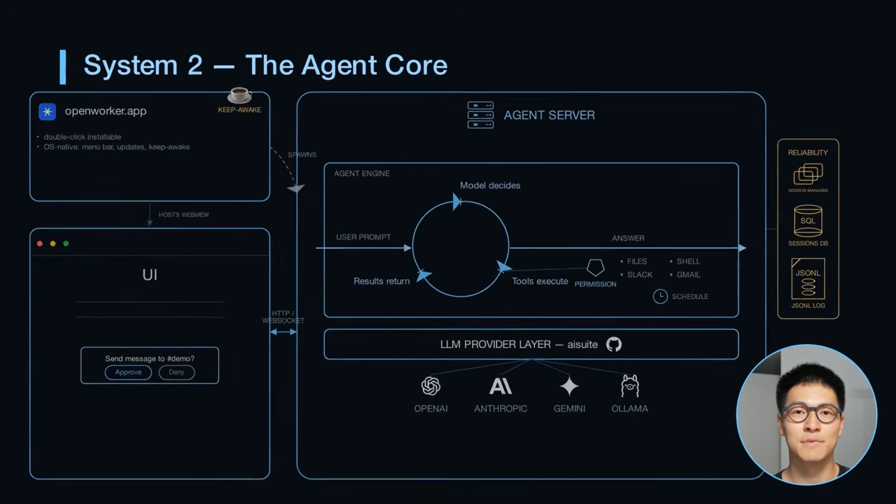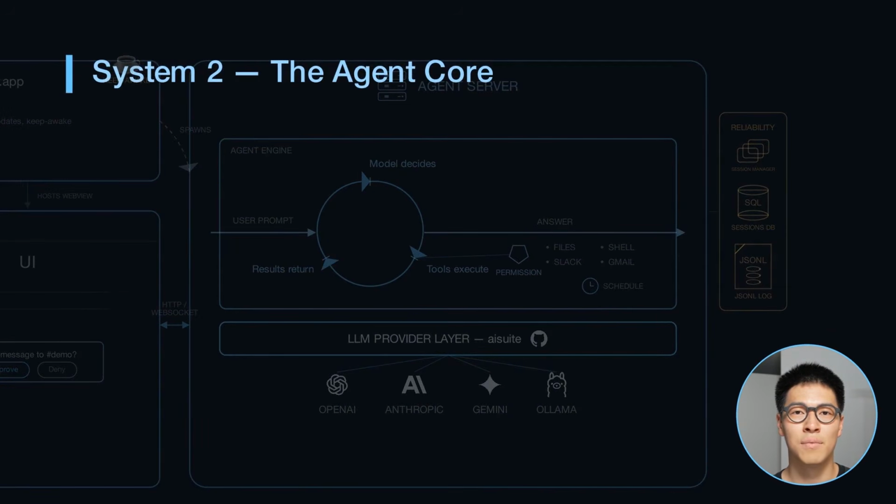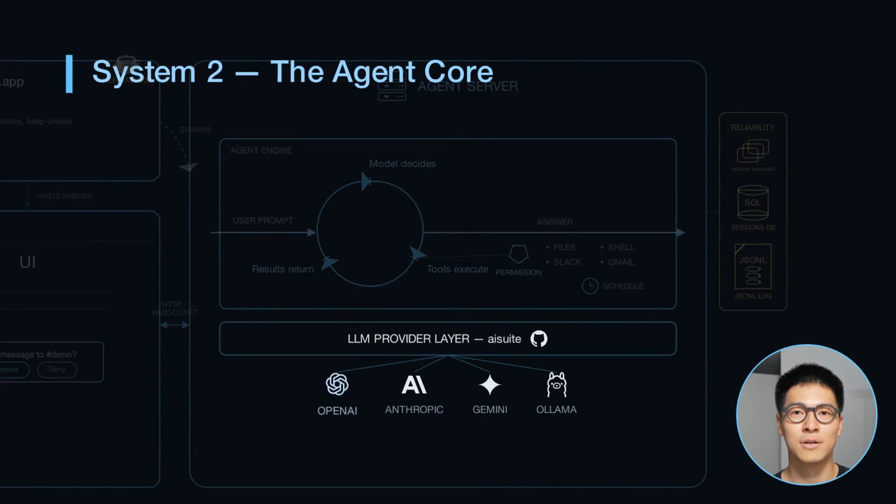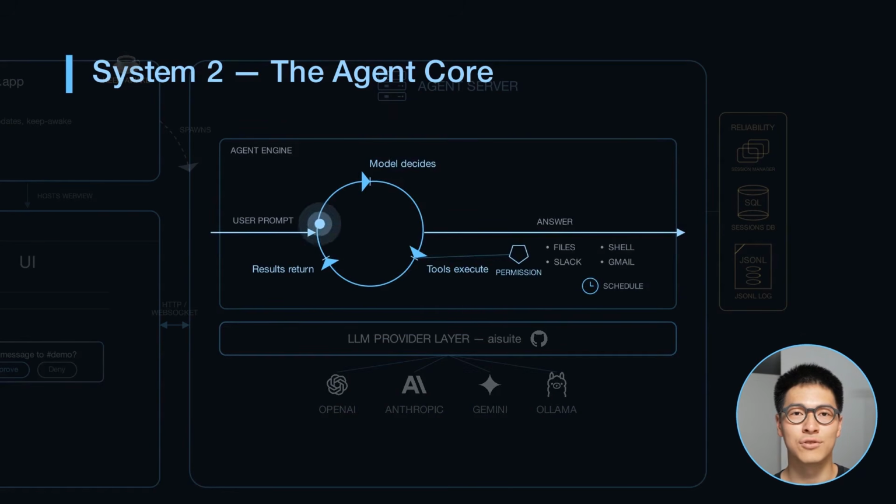The second system lives inside of the agent server. The bottom is a provider-agnostic LLM layer. This allows OpenWorker to use any company's model, switch anytime during the session, including local models over Ollama. On top of it sits the agent engine. This is the classic agent loop. The model decides, tool executes, and the results go back to the model. Repeat until the task is done.